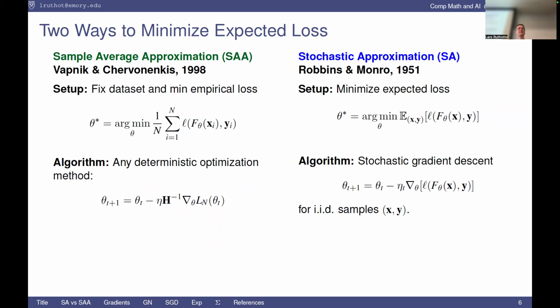Oh, yeah. What is the expectation in SAA? This expectation is over the training data. But you have a fixed sample. So you pick a big sample, then you approximate this, and whatever you get as a finite sample approximation, that's what you optimize. On the right-hand side, whenever you evaluate a gradient, you'll get a new sample, IID. So the data set is not fixed.